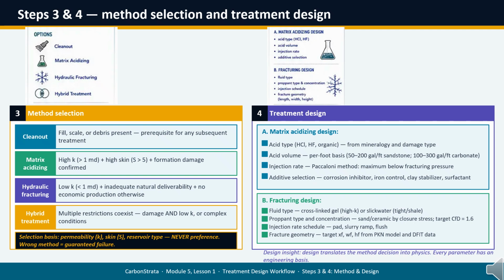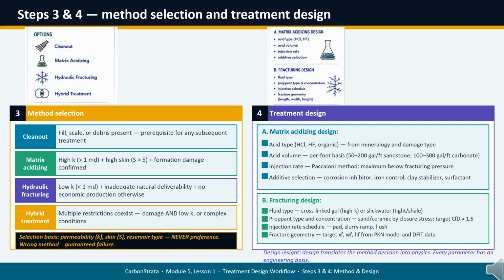Design. This is where most people underestimate the process. Because selecting the method is not the solution. It only defines the direction. Now look at the 2 sides. Acidizing design, fracturing design. Each one translates the method into parameters: fluid type, volume, rate, additives, or in fracturing, fluid system, proppant, injection schedule, geometry. These are not details. They are the treatment.